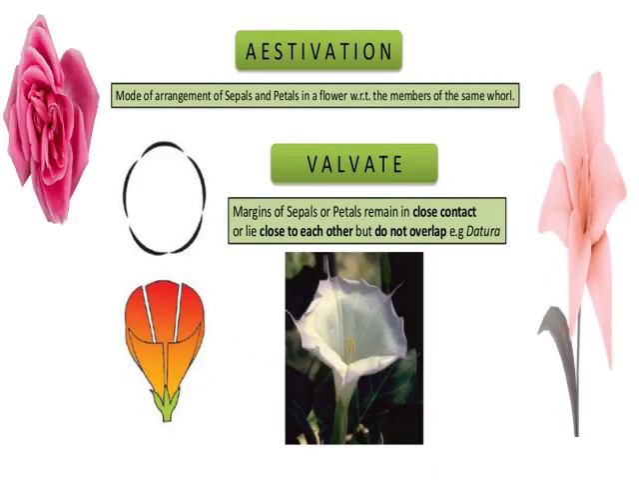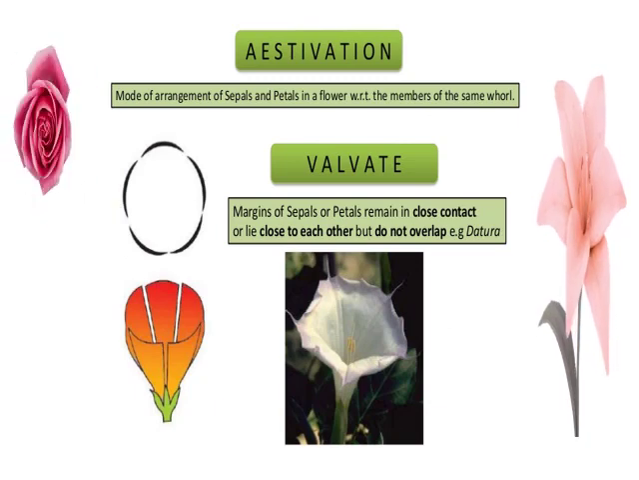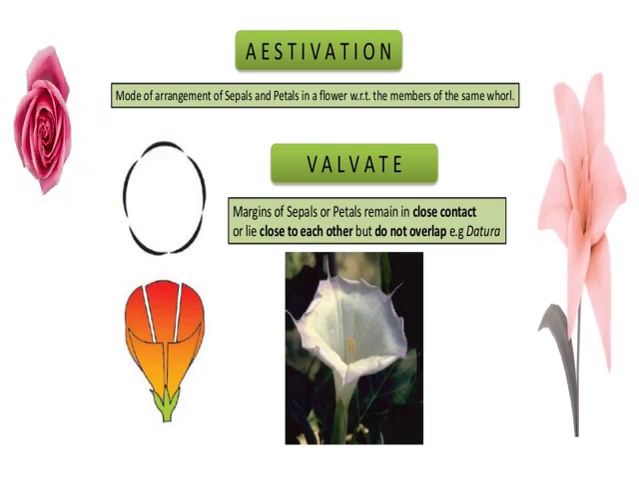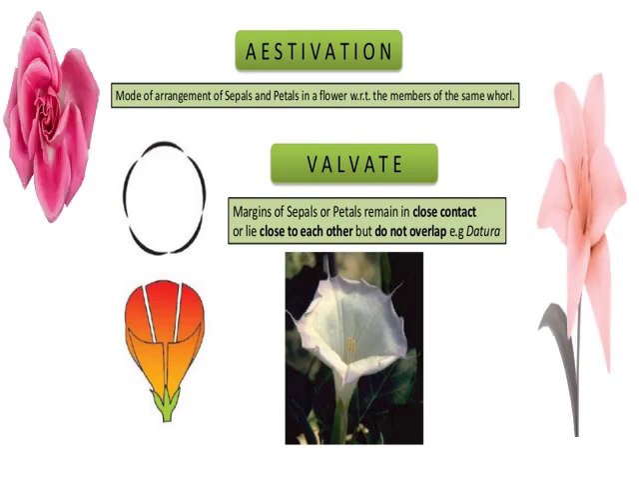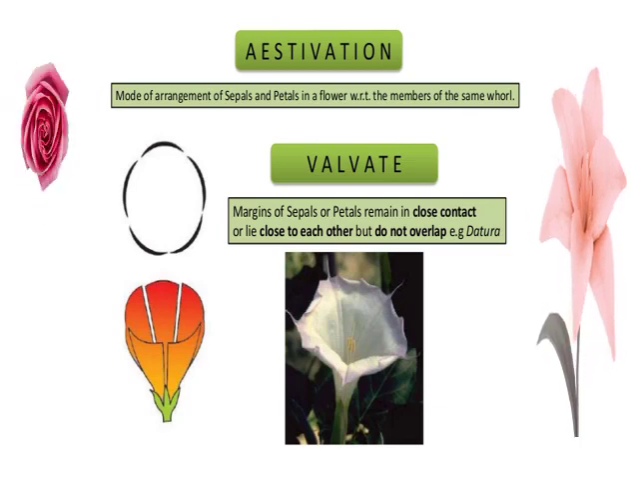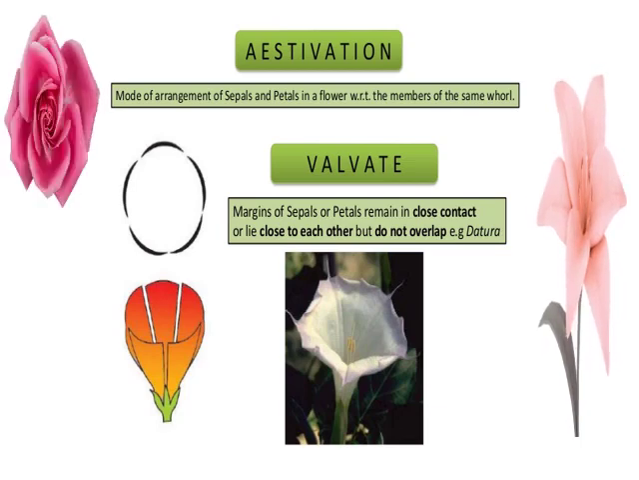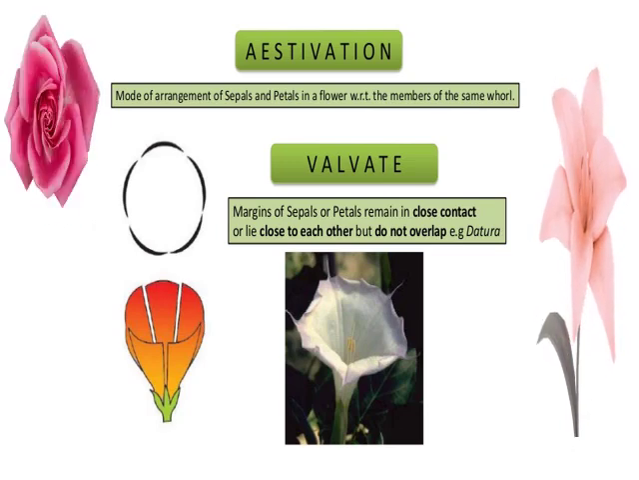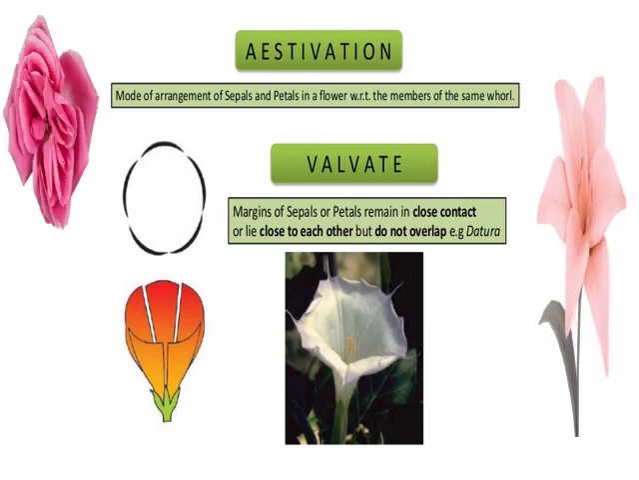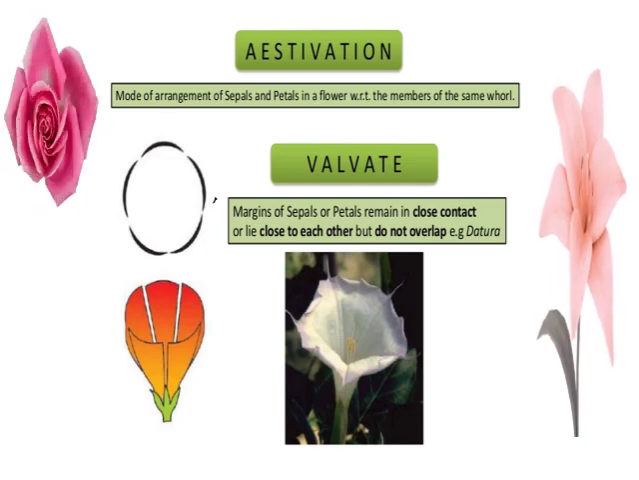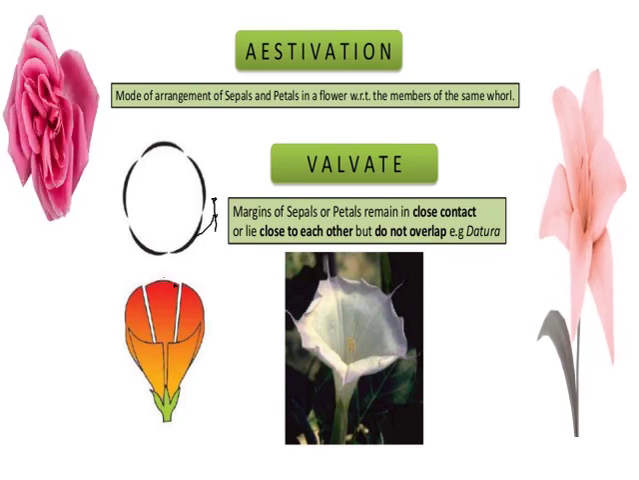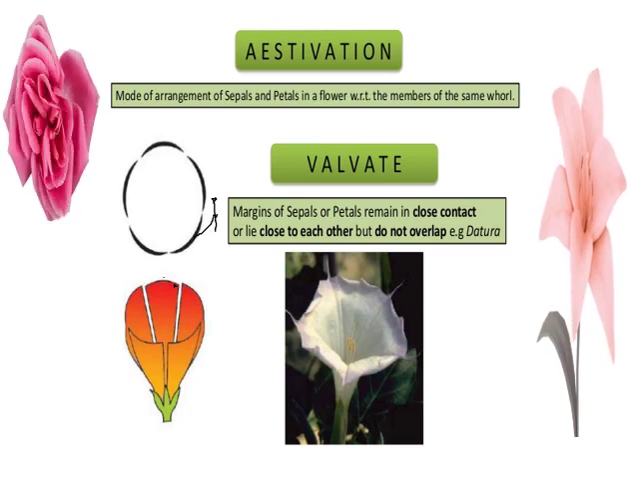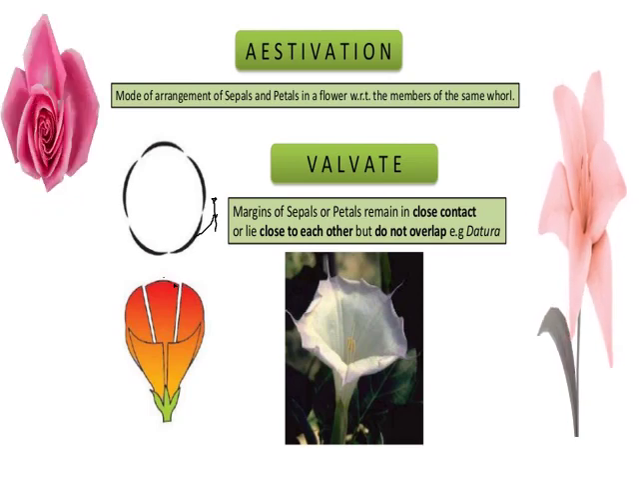So here we have the estivation. The mode of arrangement of sepals and petals in a flower is called estivation. First of all, the first estivation is called valvate. In this, as indicated in this flower diagram, the margins of sepals or petals remain in close contact or lie close to each other but do not overlap.